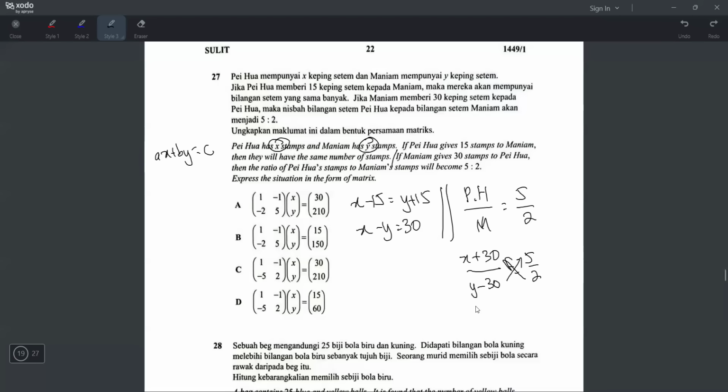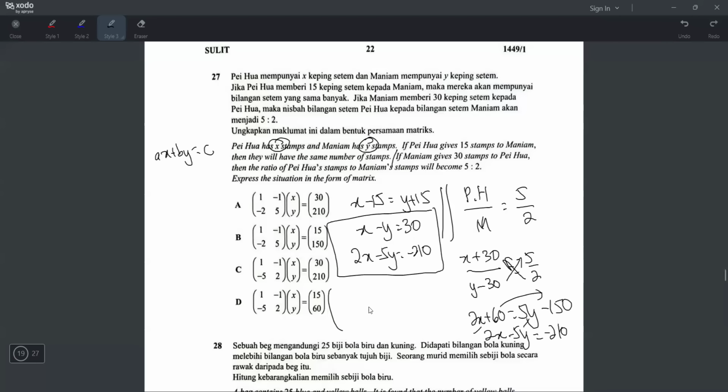Okay, 2 times X plus 30 is 2X plus 60. 5 times Y minus 30 is 5Y, 5 times negative 150. Tapi kena susun dalam form ni. So kena tulis X dulu. Lepas tu 5Y hantar jadi minus 5Y. And then the number on the other side, negative 150 minus 60 is negative 210. Okay, I think this one I can write it like this. Minus 5 equals negative 210. Alright, now I will use these two equations to change to the matrix form.